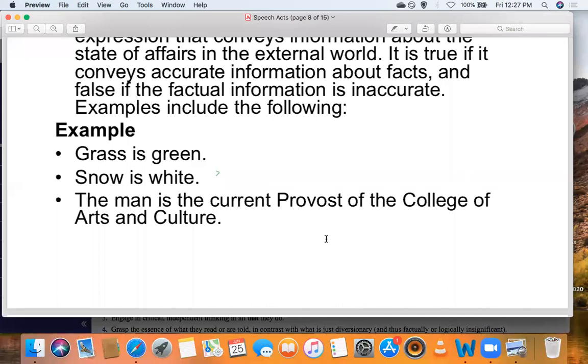If you say that that man is not the current provost of the College of Arts and Culture, then you have to provide the evidence that he's not the current provost. So factual statements can only be disproved by providing alternative facts, or showing that the facts presented are not true.